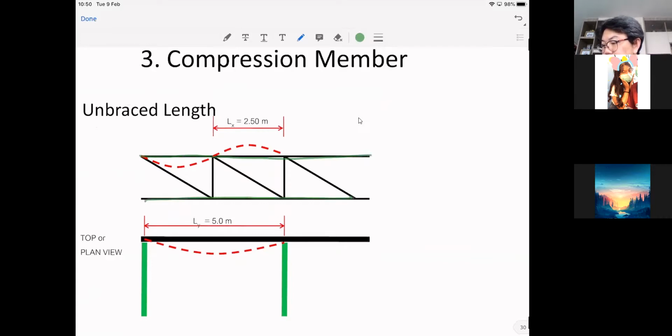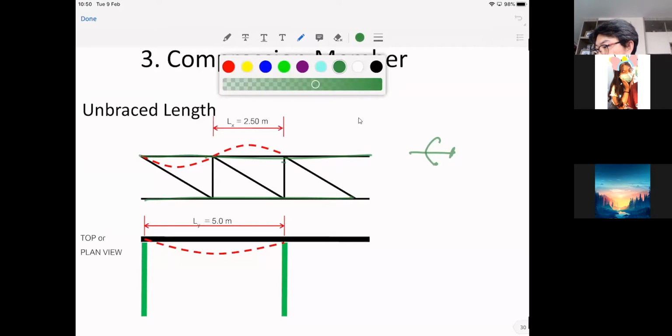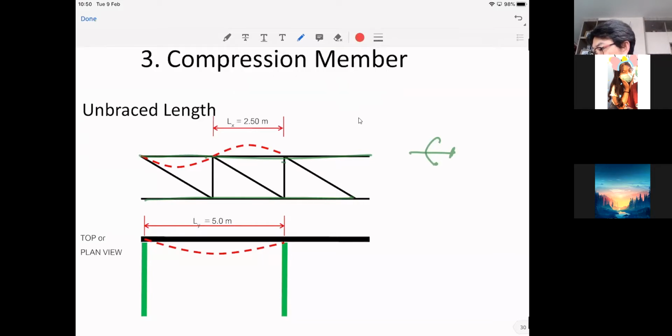When you look at the buckling of the top chord, for buckling about this horizontal axis, you see the member can move up and down between the joints. But when you look at the buckling about the vertical axis, you need to look at the top view. You see that the top or bottom chord will buckle according to the braces that you have.